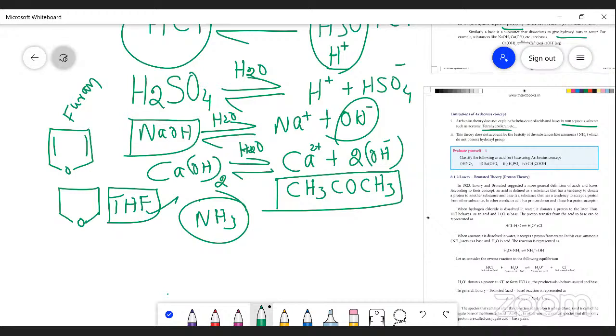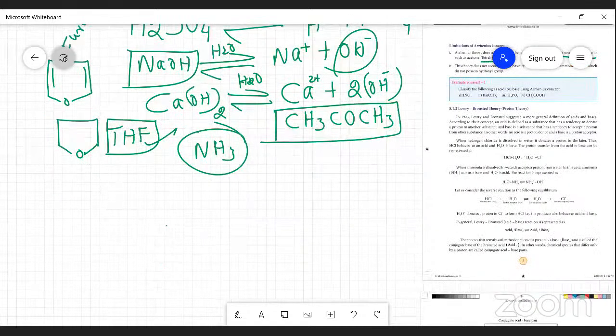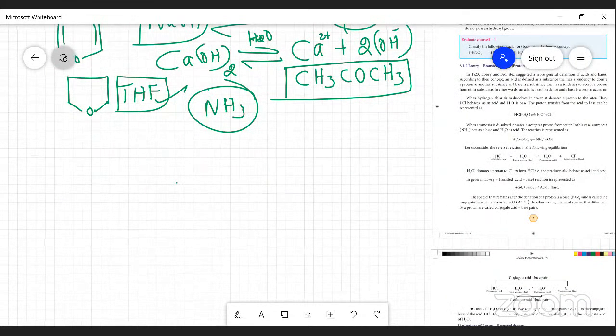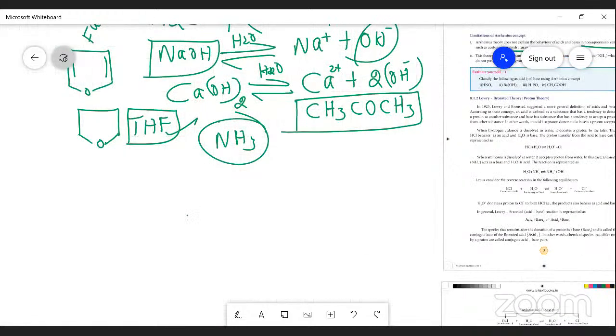Okay, now let us see the evaluate section. Evaluate yourself. I will explain how, based on the Arrhenius concept, you find out this list. They have given a list of substances. You find whether they are acid or base. What is first in the list? Number 1, HNO3.